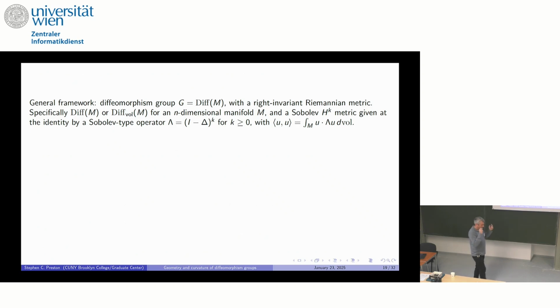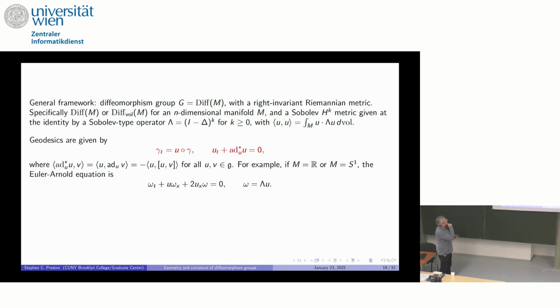Okay, so now the general framework here is we have a diffeomorphism group of some manifold, maybe a volume preserving diffeomorphism group. We have a Sobolev H^k metric for some smoothness parameter k. I'm going to be specific and say the operator that gives you the metric is (1 minus Laplacian)^k, and the actual Riemannian metric is defined in terms of this operator. So it's H^k. This is a 2k order operator, but it's only happening on one of the terms.